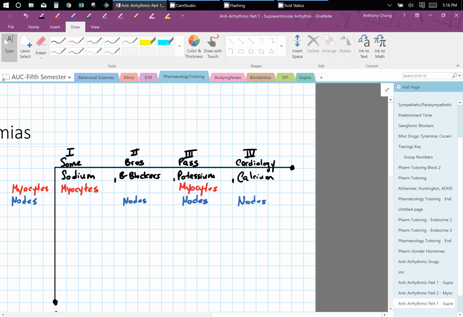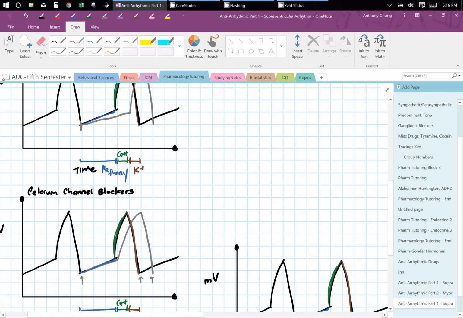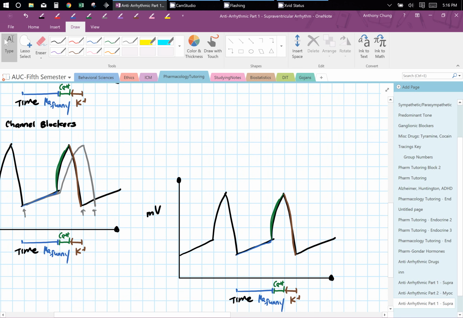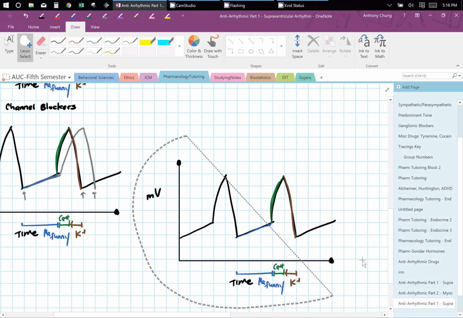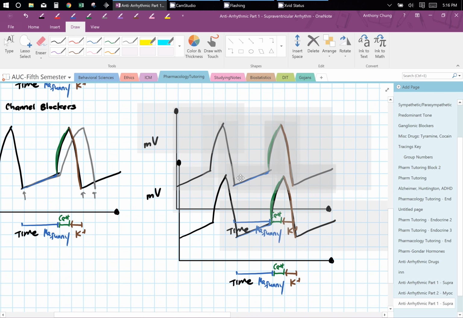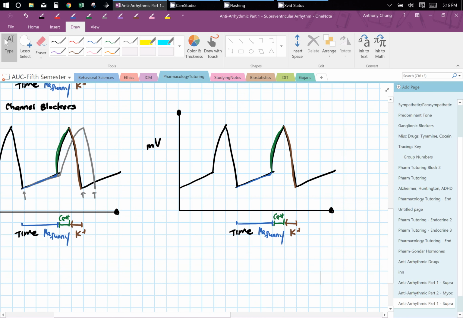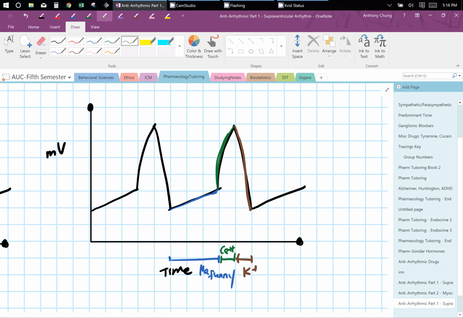So the potassium ones, I'm going to draw it over here. Can you imagine how it goes? If you're drawing it right now yourself, try to figure out how the potassium would be. Sodium wouldn't change, calcium wouldn't change, potassium has to repolarize the cell. It will take longer. Heart rate, does it go faster or slower? Slower. Do you protect the ventricles? You protect the ventricles.